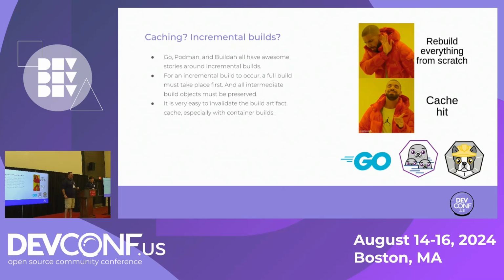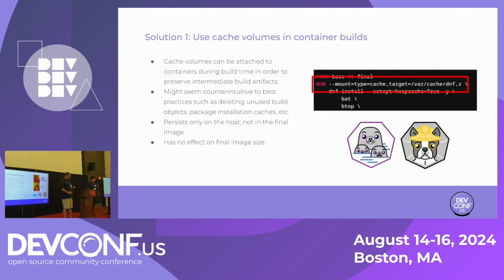The first one is that you need to do a full build in the first place. There's really no way around that. The second part is that you need to keep the build artifacts around after you've done the build. And for containers especially, it's very easy to accidentally invalidate the image layer cache during builds. So the first solution is to use cache volumes.